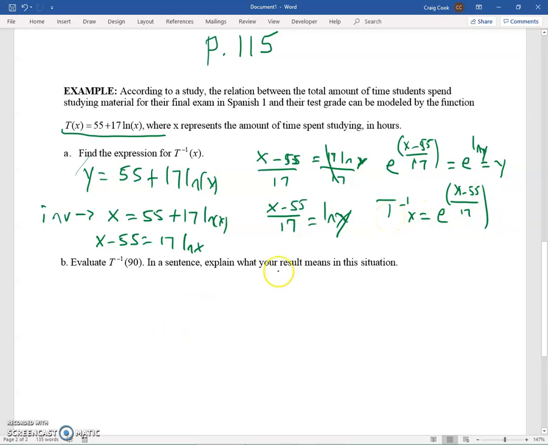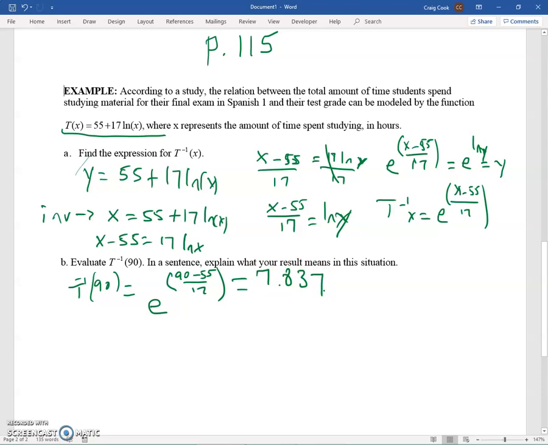So evaluate this inverse at 90. What we do is we basically plug in 90 to the function we just found. So it's e raised to the 90 minus 55 over 17. And that gives us 7.837.